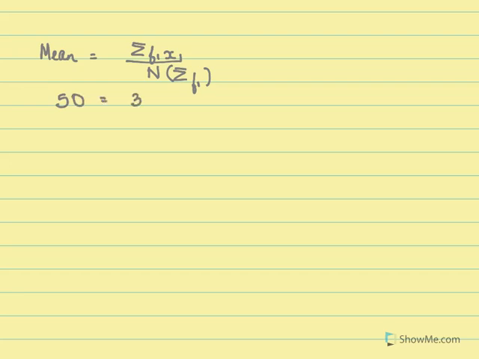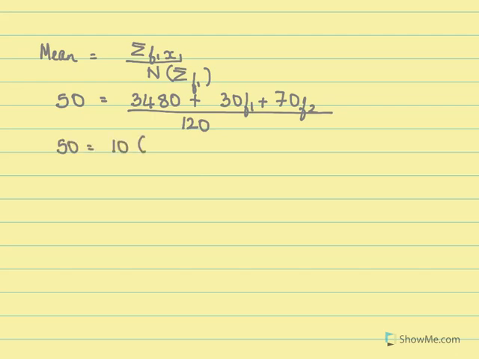Sigma FiXi we found out 3480 plus 30 F1 plus 70 F2 over total number of observations, 120. To make these calculations a little easier, I'm going to take 10 common out in the numerator. So I write 348 plus 3F1 plus 7F2 over 120.